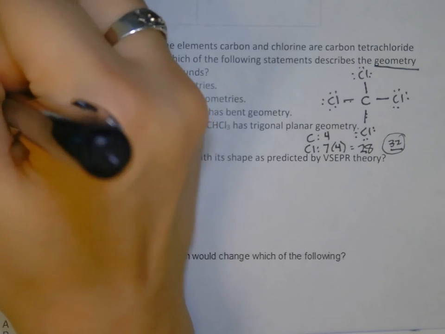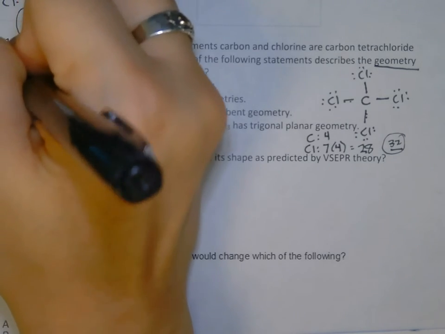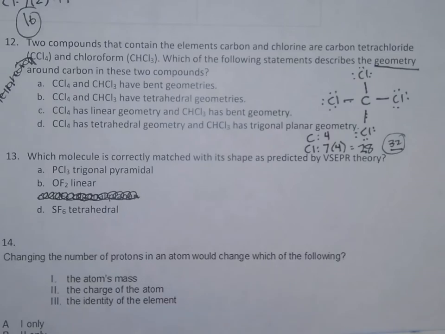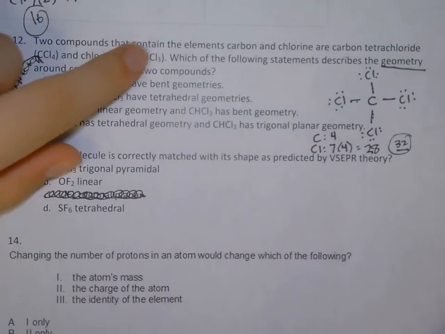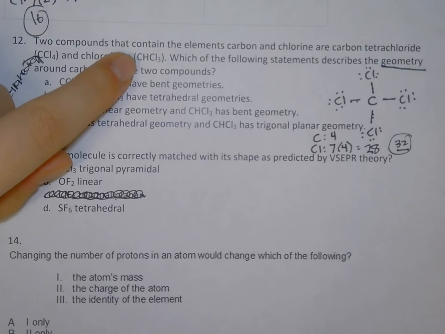So CCl4 is tetrahedral. Oh, that's really hard to see. There it is. Now let me draw this other one, CHCl3.